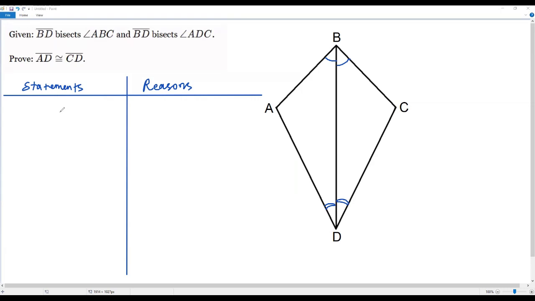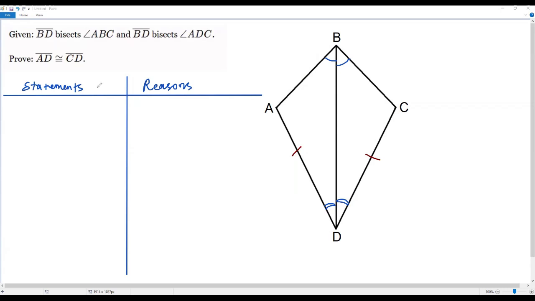Okay, my idea to solve this problem is, first let me prove that two triangles ABD and BCD are congruent. What if I prove these two triangles are congruent? If I prove that triangle ABD and triangle CBD are congruent, then I can prove easily that the line segments AD and CD are congruent.